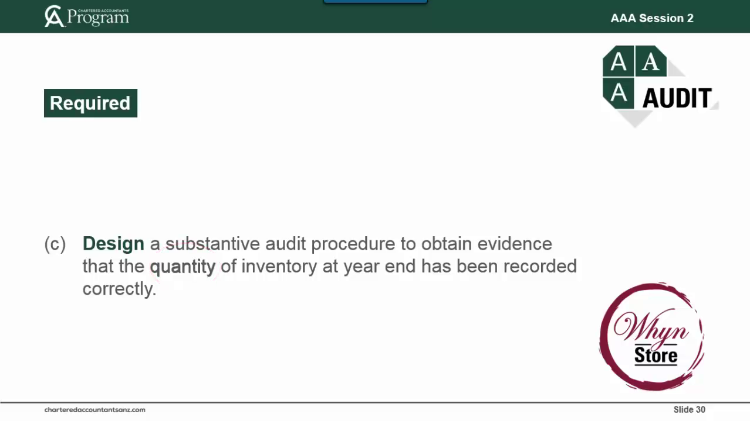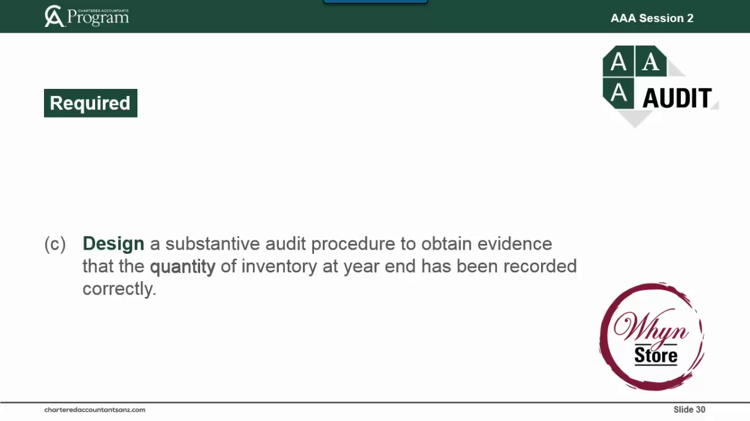There are two basic ways for the quantity of inventory to be recorded incorrectly. Firstly, either stuff that is there isn't recorded. That would be addressing the completeness assertion. Or secondly, stuff that isn't there is recorded. That would be addressing the existence assertion.